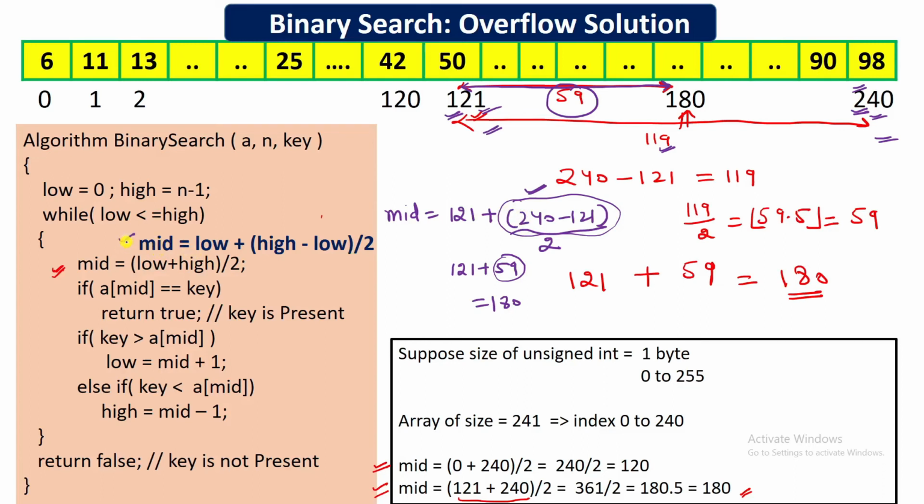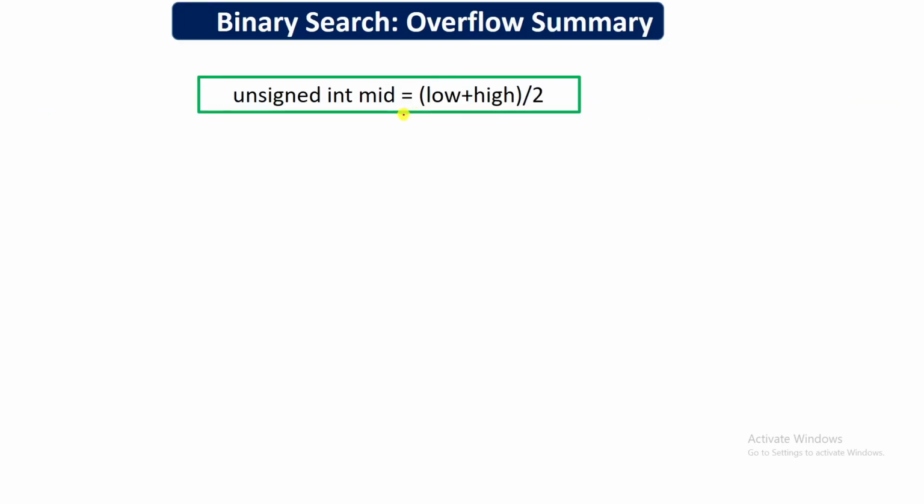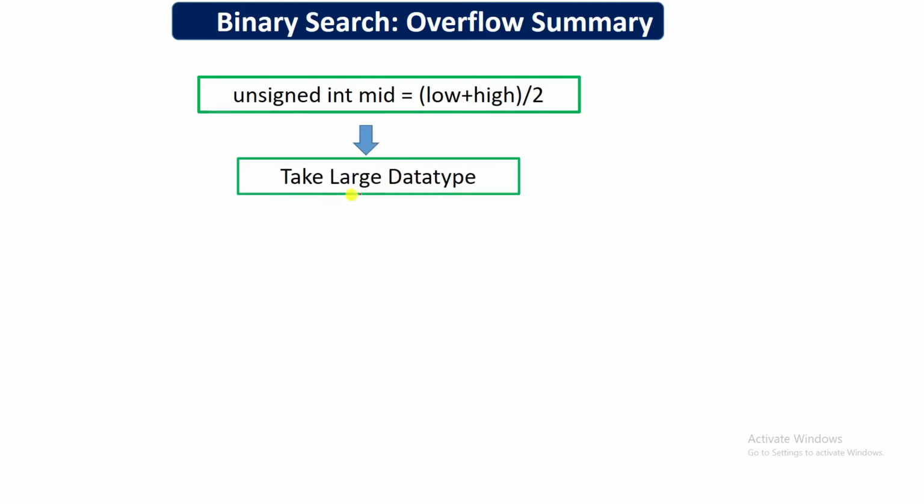This is the line that you can see in many questions or implementations on the internet also. This is a very famous problem that can be asked in your interviews, that what is the solution of the overflow problem in the binary search. This idea you can use in any of the other interview problems also, where you are facing the overflow problem. So in summary, we can say we can avoid this mid calculation overflow by taking the large data type.